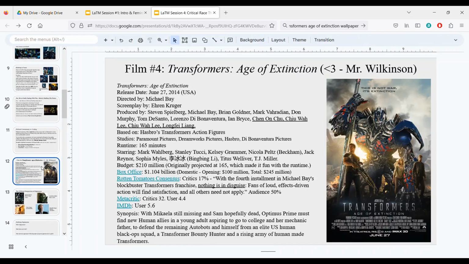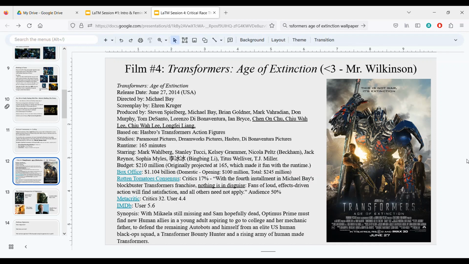All right, that brings us to the greatest film of all time, Transformers: Age of Extinction. Tommy, let's take a moment here to talk about when this movie came out. When did you see it? How many times did you see it?